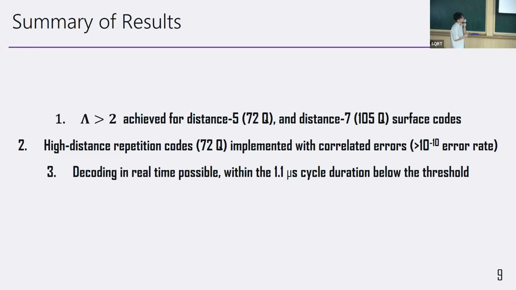Before early 2020, what you would do is decode the data after you've done all the measurements and look at the data. So the min weight algorithm I showed you is a post-selective algorithm. What Google did was use a real-time decoder. As errors occur, you're decoding them in real time, within the 1.1 microsecond cycle duration below the threshold. This is important because you want this decoding to be as quick as possible to avoid possible errors coming in. And Google actually managed to do this, so it's a great technical achievement.